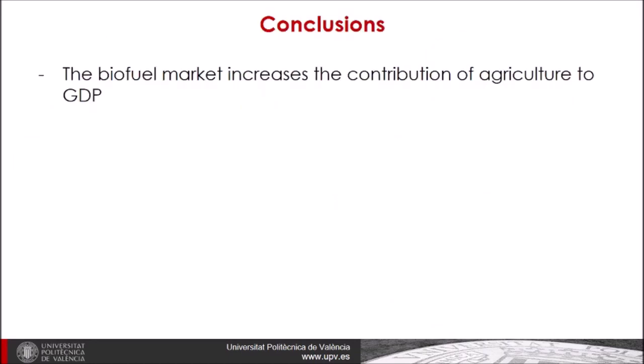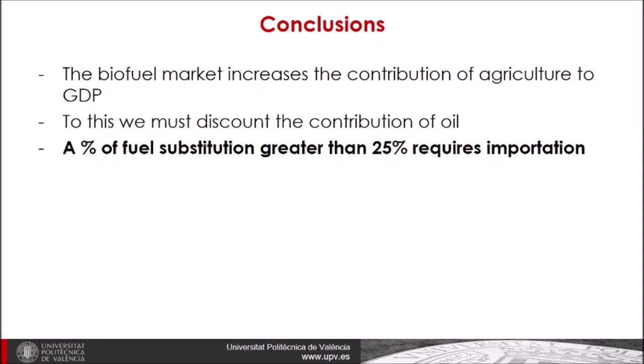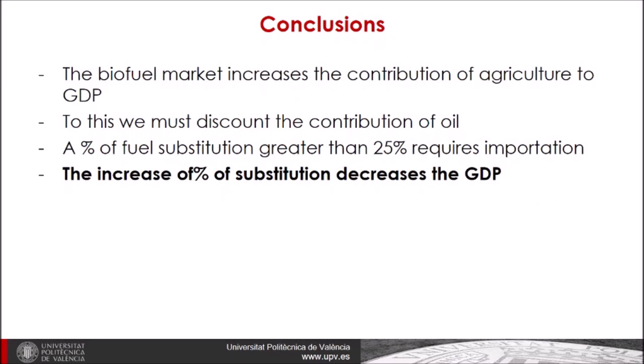As conclusions, we can say the biofuels market increased the contribution of agriculture to GDP. To this, we must discount the contribution of oil because Ecuador is a producer country. A ratio of fuel substitution greater than 25% requires importation. The increase of the ratio of substitution decreases the GDP.